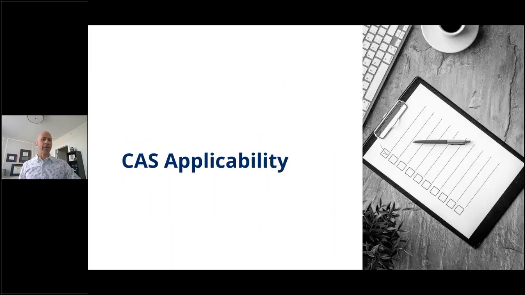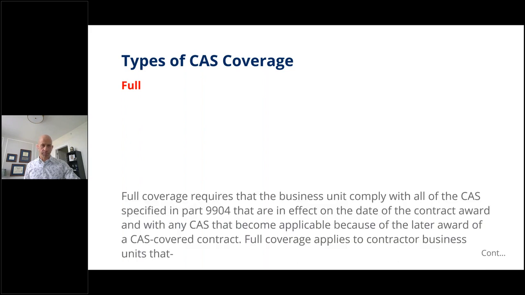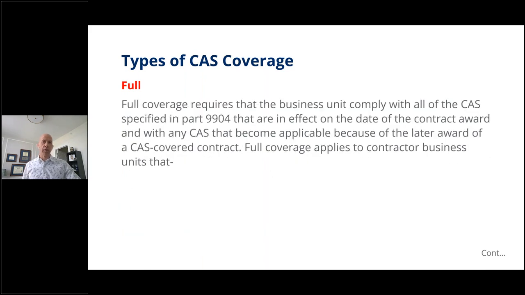All right, let's talk about CAS applicability and specifically about types of CAS coverage. We're going to talk about full and modified CAS. For full coverage, it requires that the business unit comply with all of the CAS that are in effect on the date of the contract award, and with any CAS that become applicable because of a later award of a CAS-covered contract. Little confusing in the way that's worded.